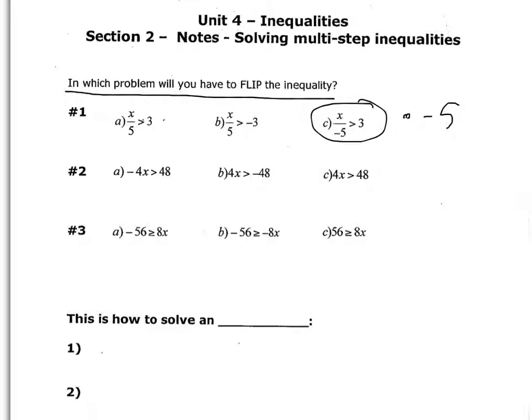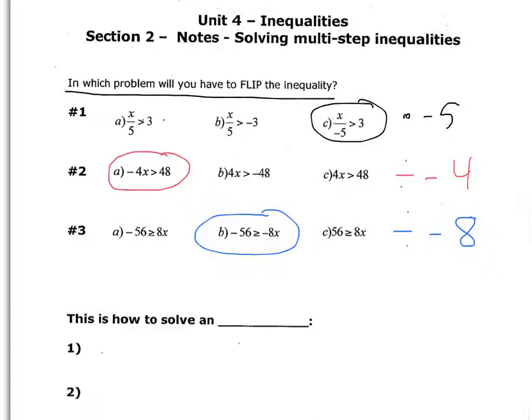Okay, well, what about number 2? What do you think, A, B, or C? Well, in this case, you would have to divide A by -4, and that would make you flip the inequality there. And number 3, you want to decide which one you have to flip, and this one, of course, would be B, because you would have to divide each side by a -8 in order to flip the inequality there.